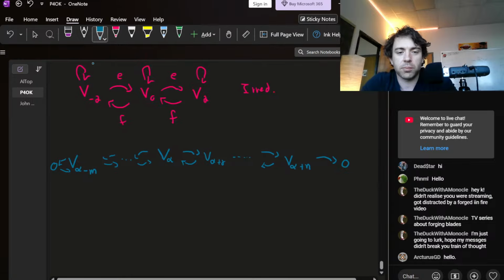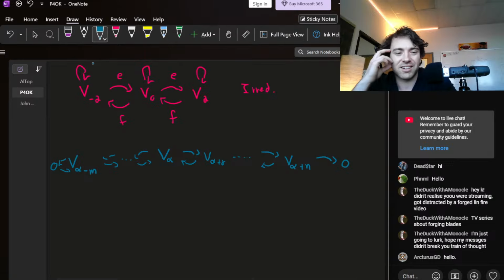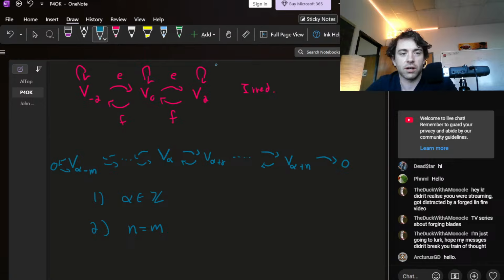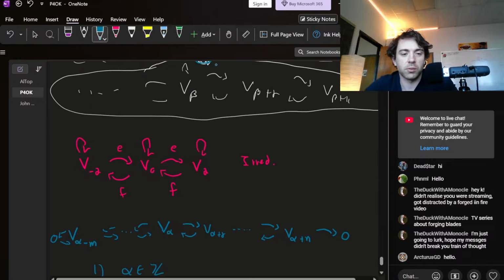And now here's about the point where my memory stalls out, and I forget how to do the rest of the proof, because there are two things that we ultimately want to end up showing. One is that alpha is an integer, and two is that n will be equal to m. So it will always be symmetric. So it'll essentially be one of these two cases.